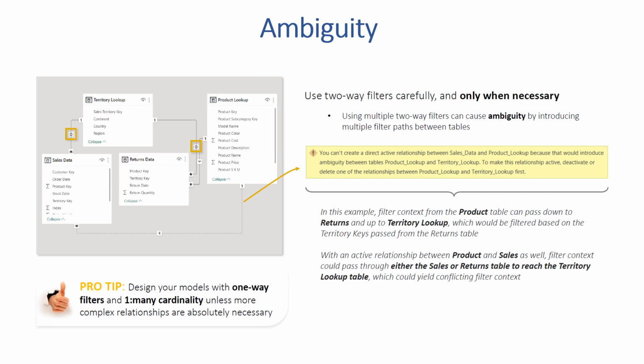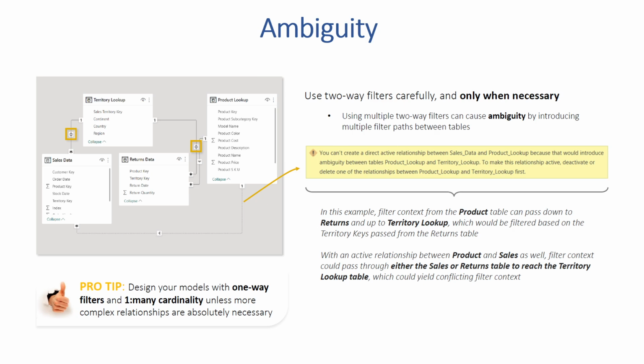ambiguity, right? So what happens if I put both bidirectional here? I'll get an error. Why? Because you should use two-way filtering carefully, only when necessary. Using multiple two-way filters can cause ambiguity by introducing multiple filter paths between the tables, right?